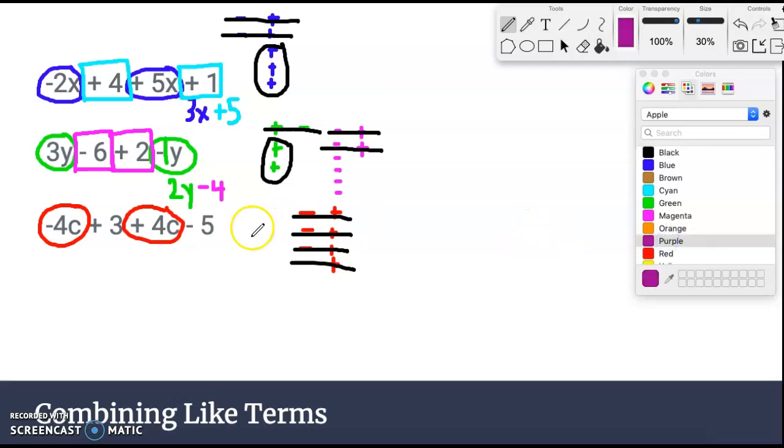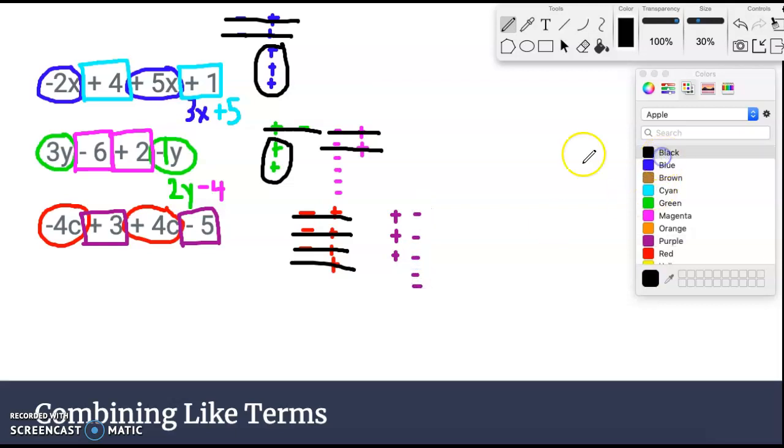Then I look at my constants, and I have positive 3 and negative 5 for constants. So 3 positives and 5 negatives means that when I cancel out my pairs of opposites, I'm left with negative 2. So my final expression for this one is just going to be negative 2. All of the c's, all of the variables canceled out over here.